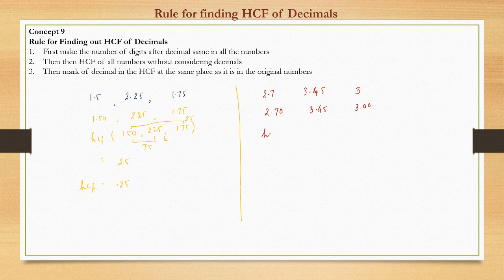Now for the required HCF, first we will find the HCF of the numbers ignoring the decimals. So what would be the HCF of this? The smallest number is 270, right? We can arrange this in ascending order so that it will be easier for you to understand. So now the HCF would be a factor of the smallest number, 270. Let us check whether the difference of any of the pairs is even smaller. Here the difference is 30 and here the difference is 45. So now the HCF would be a factor of 30.